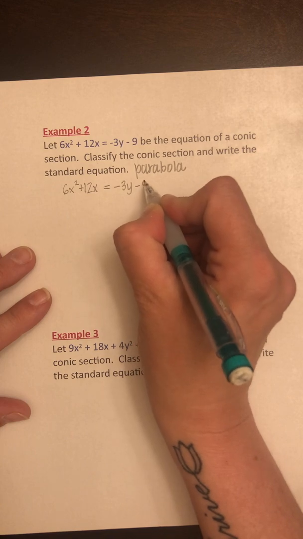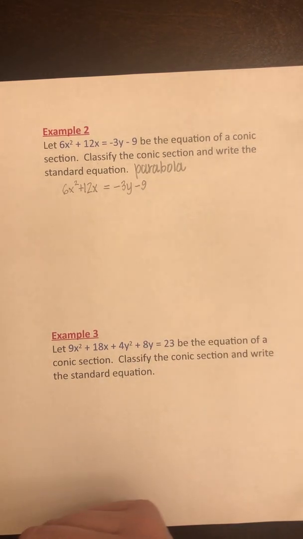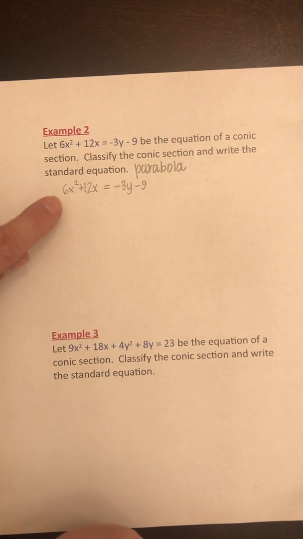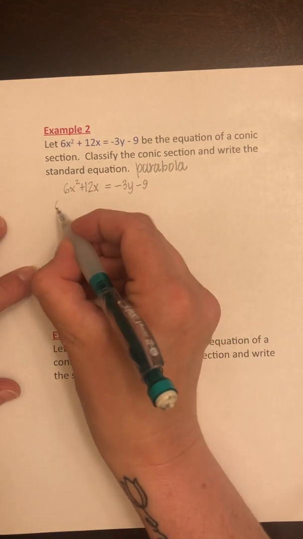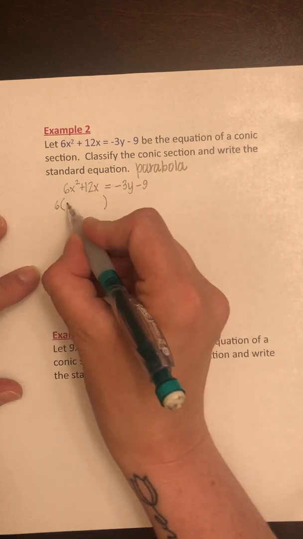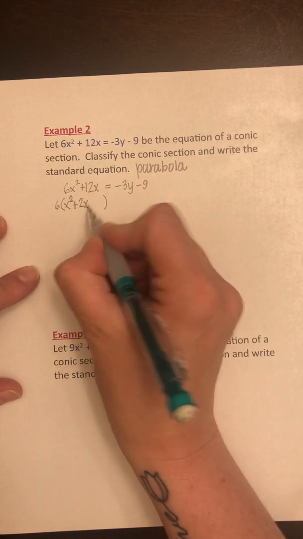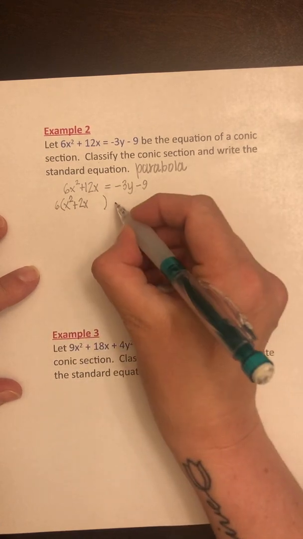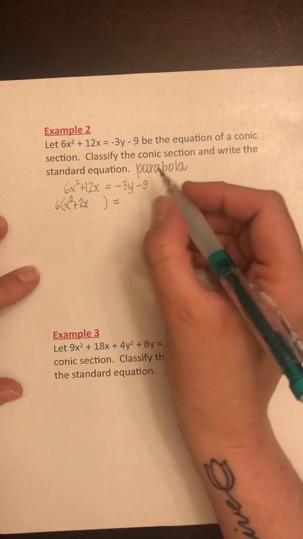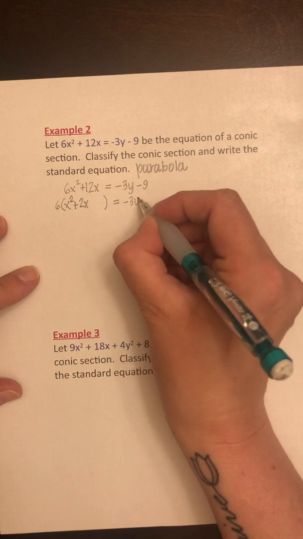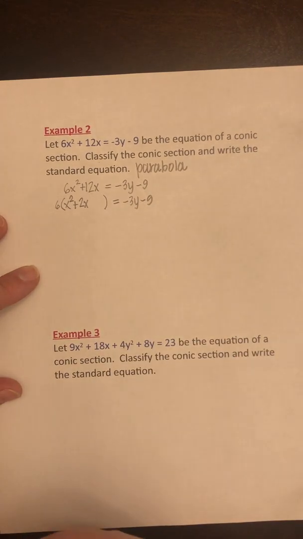I'm just rewriting it. Now, again, all of these require completing the square, which I can't do yet because I have a 6 here and I need my leading coefficient to be a 1. So I'm going to take that 6 out. So I'm going to have x squared plus 2x. Again, you see that I've left some space. On the other side, I have negative 3y minus 9. Haven't done anything to it.